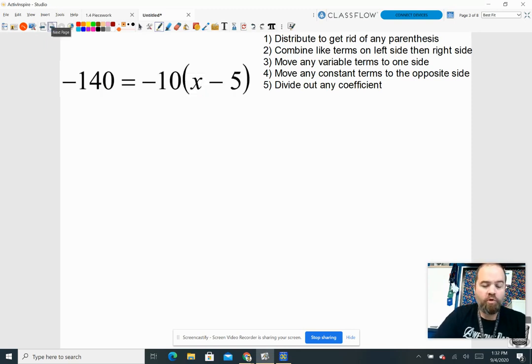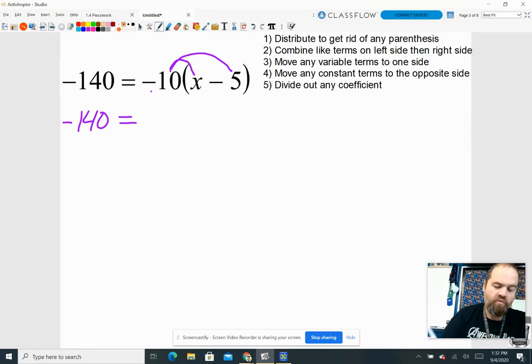Okay, take it up a little bit here. Now I've got parentheses to worry about. So I'm going to distribute to get rid of those parentheses. Pay attention, the negative out front is going to affect the signs of the numbers inside since you're multiplying. But my left-hand side is going to stay the same, negative 140. So when I distribute in my negative 10, negative 10x plus 50 because they were both negative, okay, that took care of my parentheses. Combining like terms on the left side and the right side, there are no like terms to combine on the left side and right side.